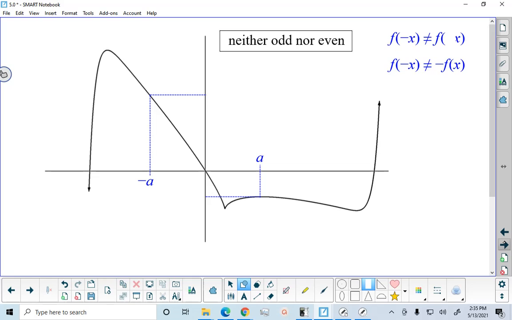Does anybody have any questions about those three types of descriptions for graphs? All right.